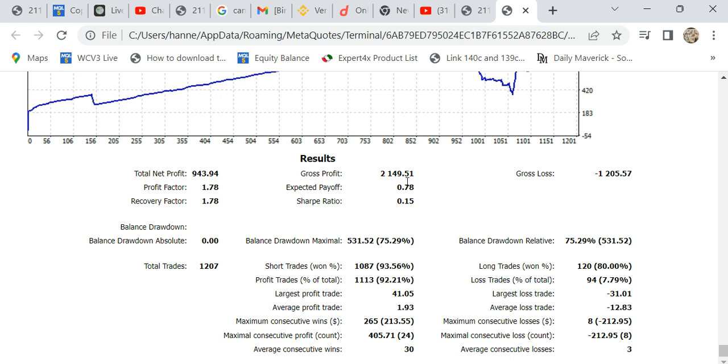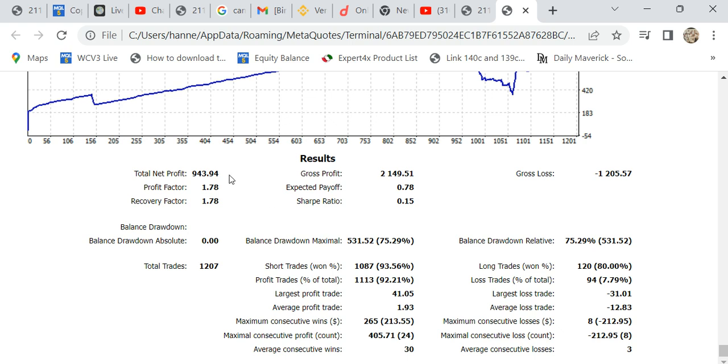You can see the gross profit and the gross loss. This is the number of losses they closed, okay? Profit factor 1.78. Expected payoff. Now you can see Sharpe ratio was lower because it wasn't for today. And you can see here, short wins, 93%. Profit rates 92. That's impressive.